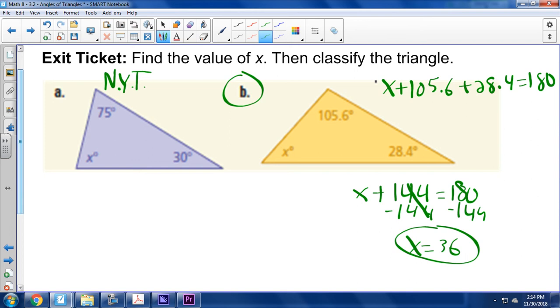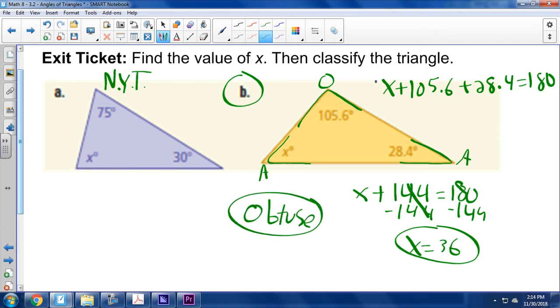If x is equal to 36 degrees, let's look at all these angles. This angle here is 36. Is that an acute angle? Yes. This angle here is 28.4. Is that an acute angle? Yes. So we have an acute angle, we have another acute angle, but this angle up here is 105.6, and that's obtuse. So the triangle, when it has an obtuse angle, is called an obtuse triangle. So this is an obtuse triangle.